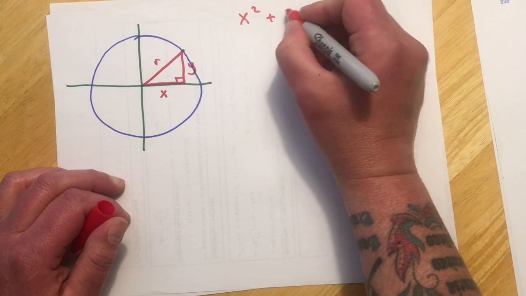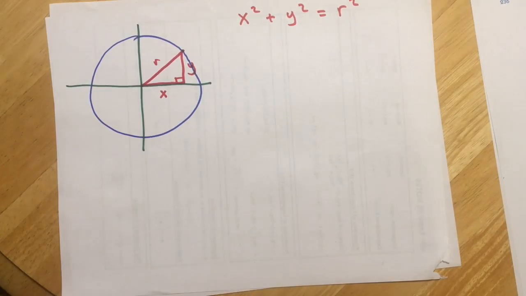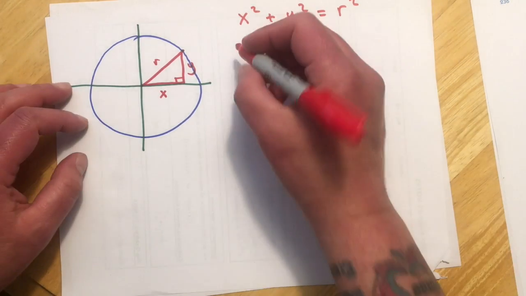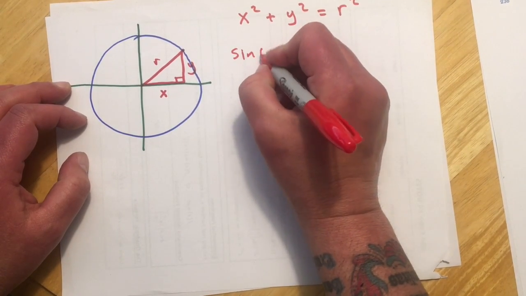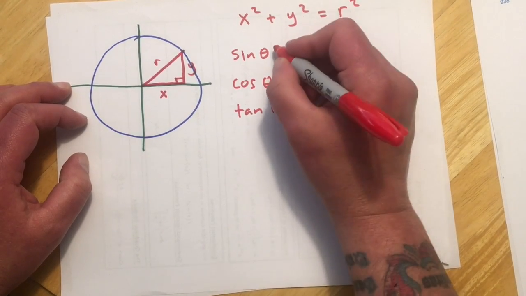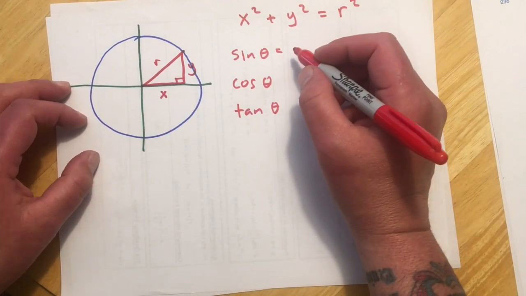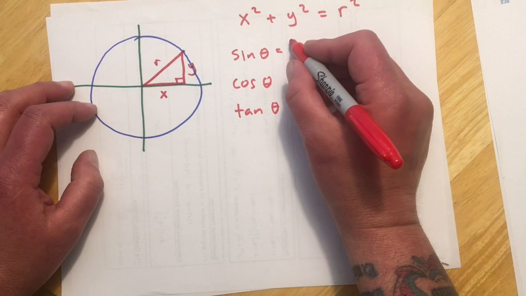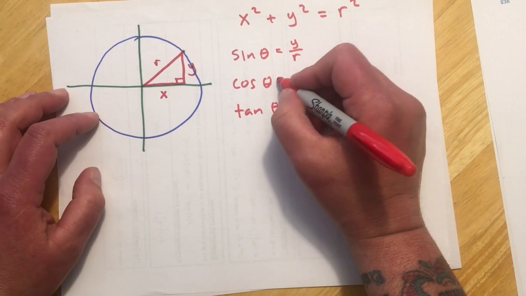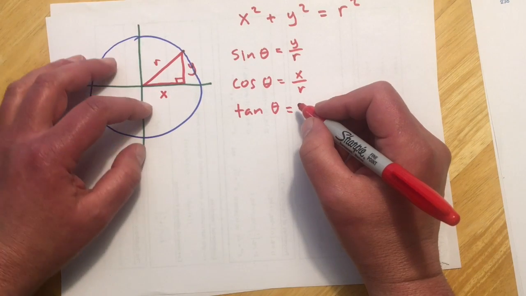So we'll have x squared plus y squared equals r squared. And so then our first three trig functions based off of this are sine theta, cosine theta, and tangent theta. So sine theta is going to be, and all of these are just ratios of these sides. So sine theta is y over r, and cosine theta is x over r, and then tangent theta is y over x.